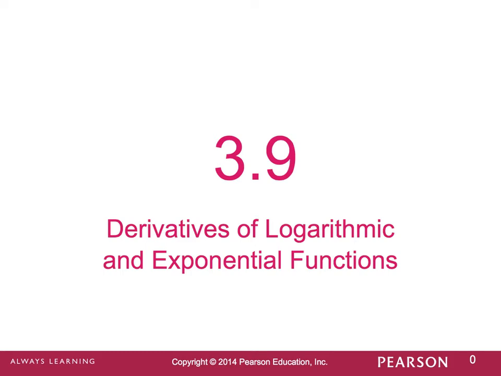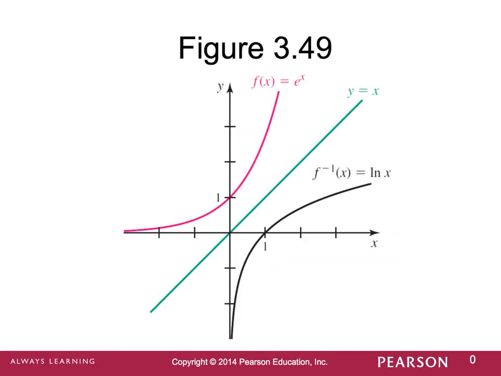In this video, we're going to start to look at taking the derivative of logarithmic and exponential functions. Before we do that, let's remind ourselves of logarithmic and exponential functions and their relationship. e to the x is the inverse function of the natural log of x, and vice versa, the natural log of x is the inverse of e to the x.